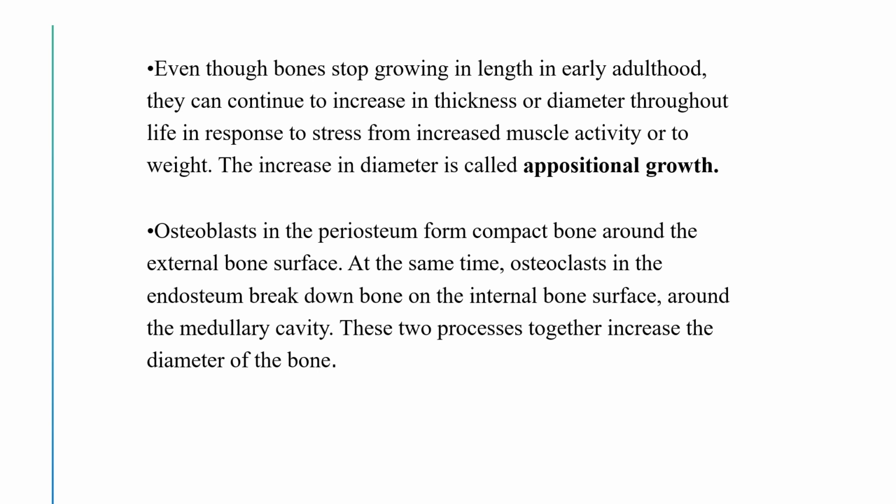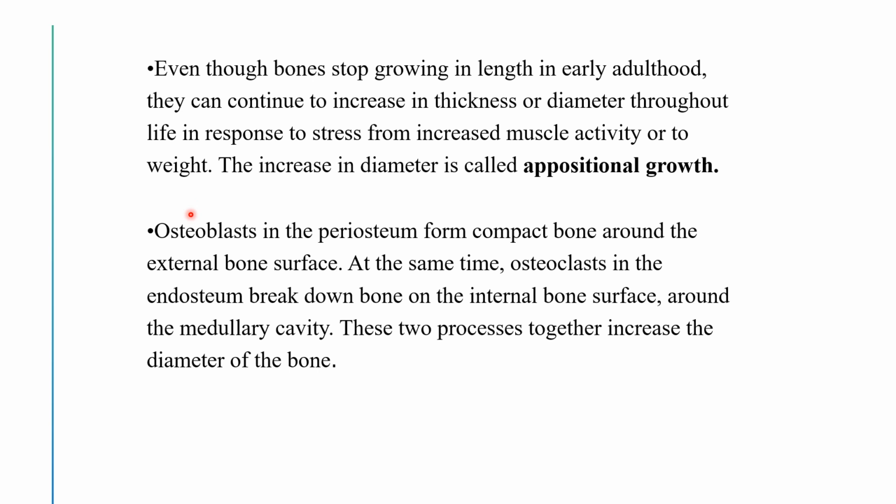Even though bones stop growing in length in early adulthood, they can continue to increase in thickness or diameter throughout life in response to stress from increased muscle activity or to weight. So we all know that the growth in length stops in early adulthood, but the thickness and diameter increase throughout life in response to stress from increased muscle activity or when the weight of the person increases. So that is called appositional growth.